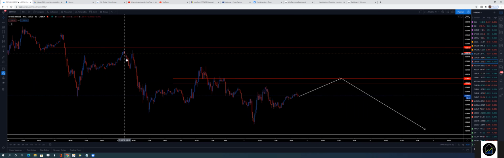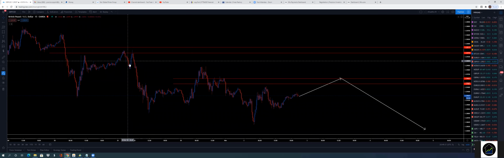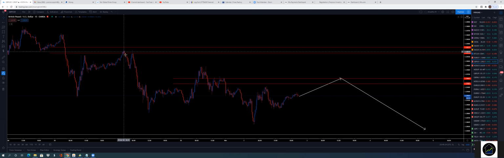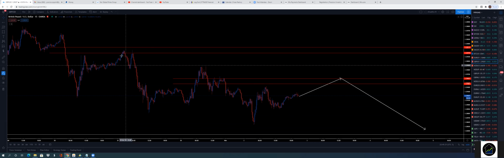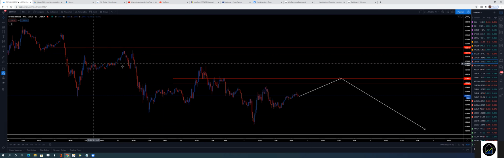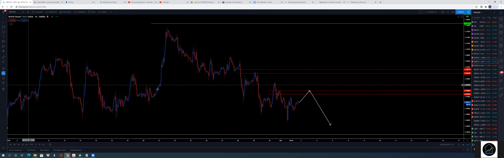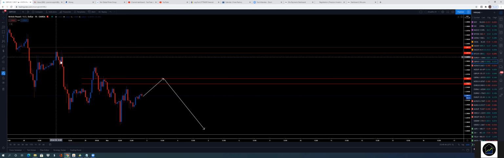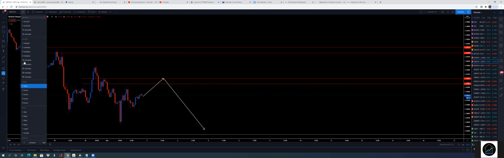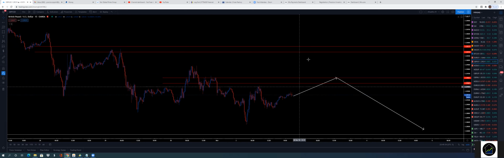I usually only use it twice anyway, because the more price comes back and touches it, the weaker that level gets. So I only use it like twice, three at the most. So I'll probably count this as one move because this is the 15-minute chart. So price could come back over here.